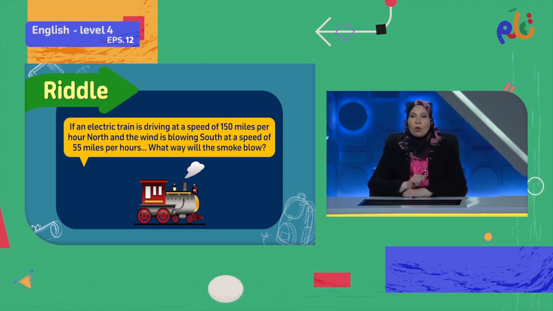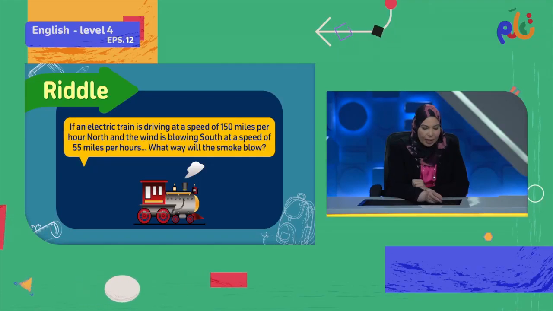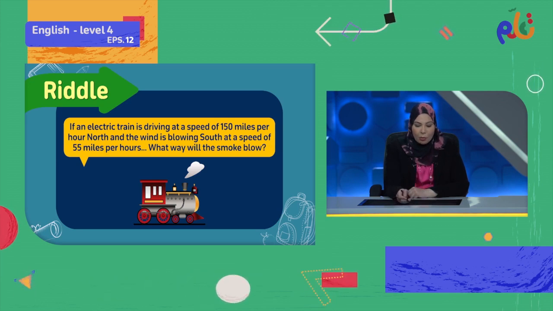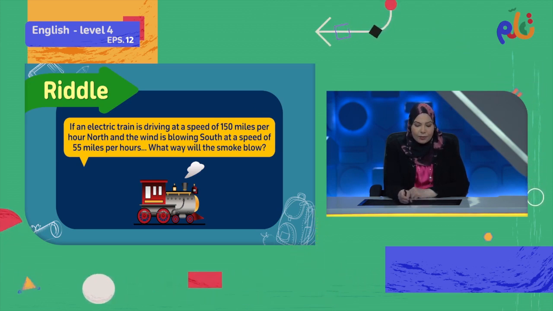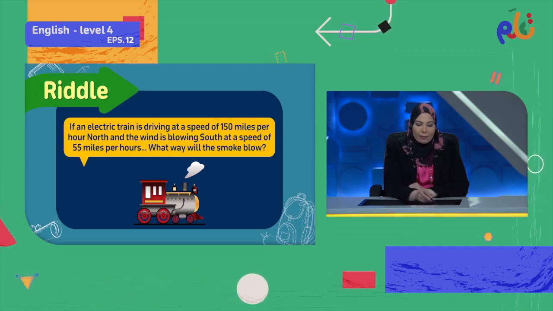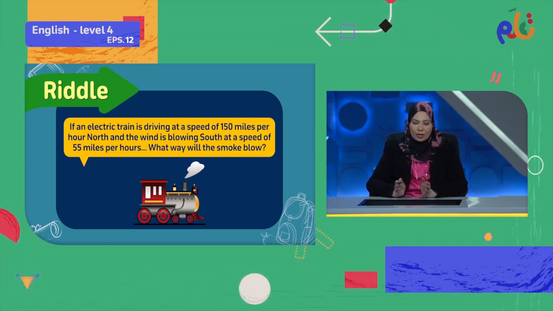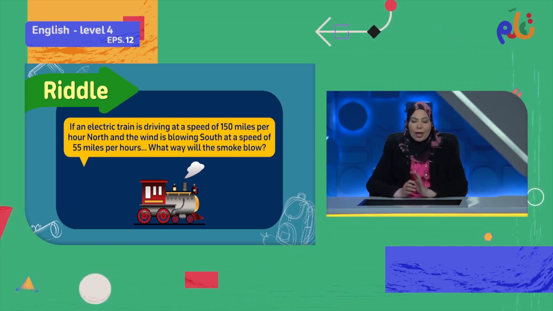Think about it. So look at the numbers, look at the words. The answer is in the words of the riddle. So your answer is hidden in there. If you concentrate and focus enough, you will find the answer for this puzzle. So let's look at the givens. We have an electric train and we have speed 150 miles north. We have the wind, the speed for it, 55 miles south. So if we're talking about the smoke, what direction would it go? What way will the smoke blow?